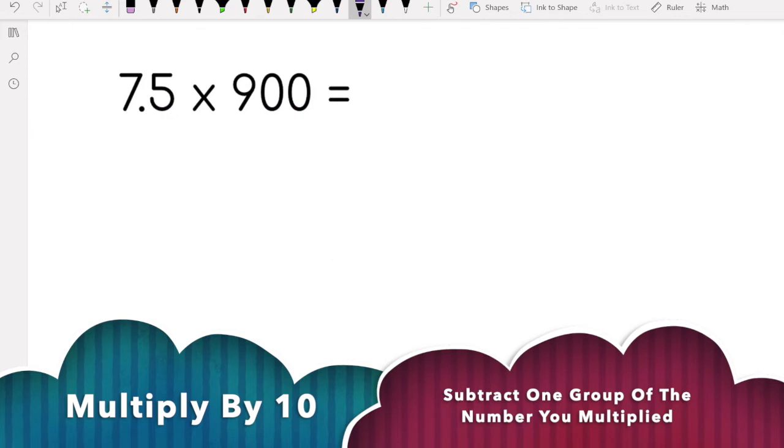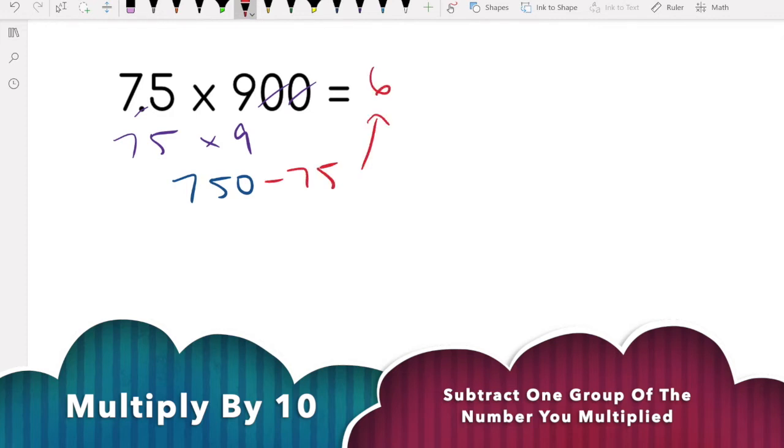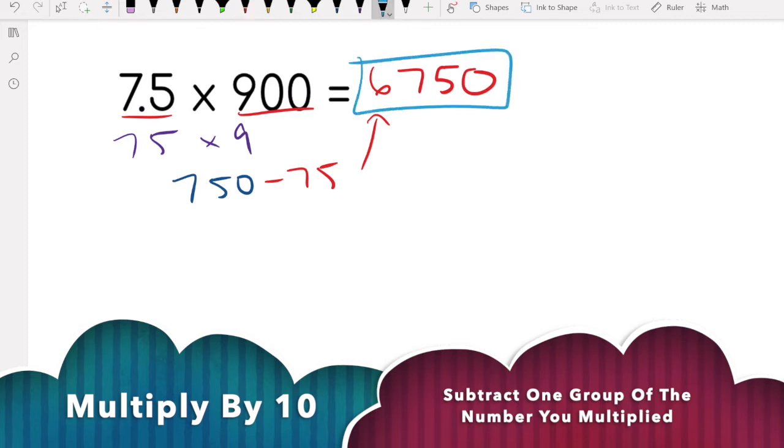Okay, so it's 7.5 times 900. We ignore the decimal, ignore the zeros, worry about it later. 75 times 9. So you do 75 times 10, which is 750, and then you subtract one group of 75, and that gives you 600. And so we have to consider the decimal and the zeros here. So this is 7. 7 times 900 is going to be a little under 7,000. So we know 600 is way too small. So I know I'm going to add 1 0 here. This answer makes sense. 6,750.